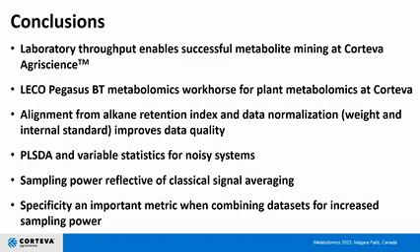So in conclusion, laboratory throughput is huge. We love the LECO Pegasus BT, obviously on campus where we are. Alignment from alkane retention index is historically a good practice, especially if you're doing the same tissue for years and years. Partial least squares discriminant analysis is something that we like if you have really complicated metadata. Sampling power is huge, obviously things harped upon by Catherine, and specificity is an important metric when combining data sets for increased sampling power.